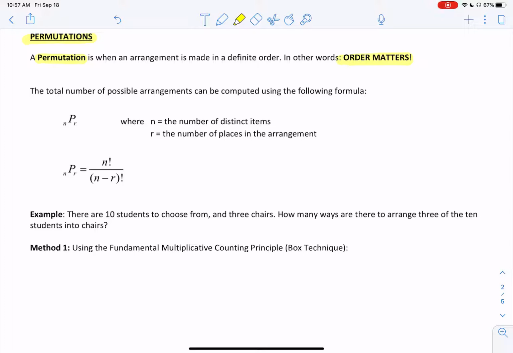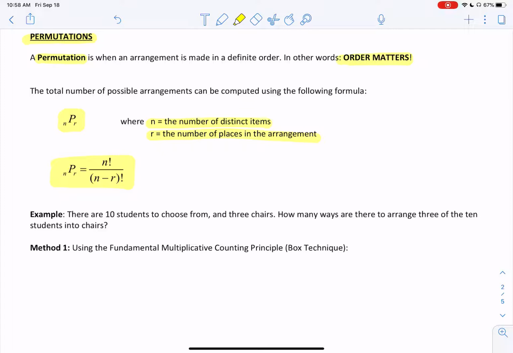So the total number of possible arrangements can be computed using this formula, n permute r. So this little thing here, we would call that n permute r. And n is my number of distinct items, and r is the number of places in the arrangement. So if we were to do this by hand, here is our equation. There is a button on your calculator for this. Depending on the calculator you have, sometimes it's easy to find, sometimes it's hard to find. But if you Google your calculator, like the name on the top and permutations, there's usually a video that shows you how to find it.